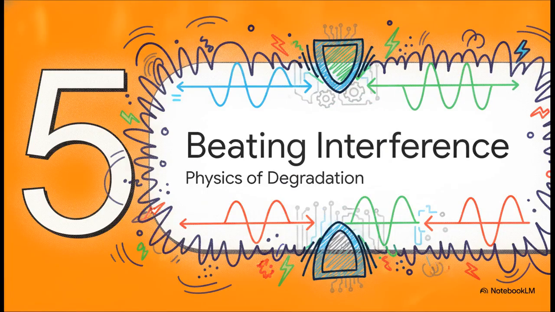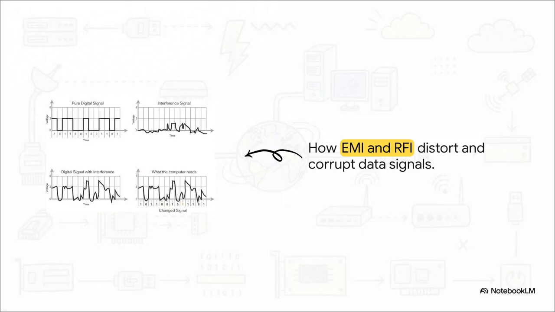Which brings us to our final section, Section 5, Beating Network Interference, the Physics of Degradation. The physical world is messy. Electromagnetic interference, or EMI, and radio frequency interference are the absolute enemies of copper cabling. A beautifully clean digital signal can be completely distorted by outside interference as it travels. This physical corruption is exactly why your internet might randomly drop or lag. Ambient magnetic fields in your home or office might actually change the physical voltage on the wire, causing the receiving computer to accidentally read a 1 as a 0.